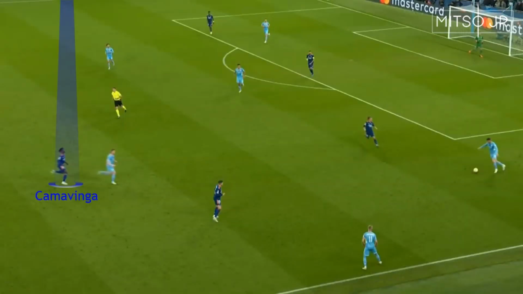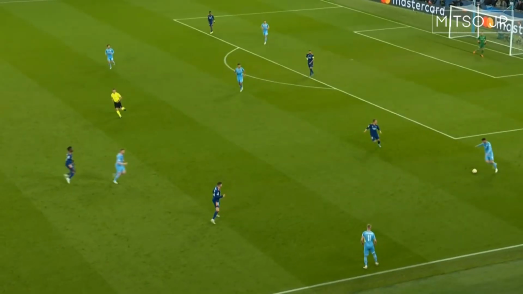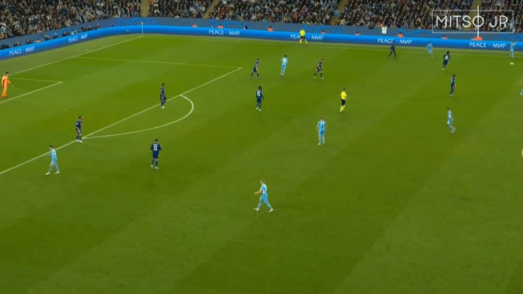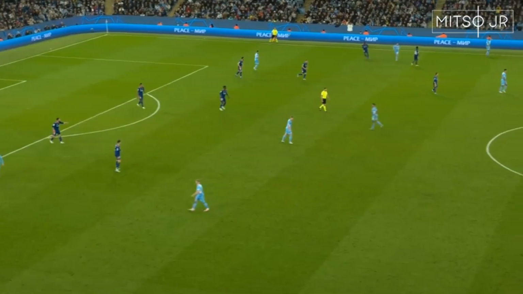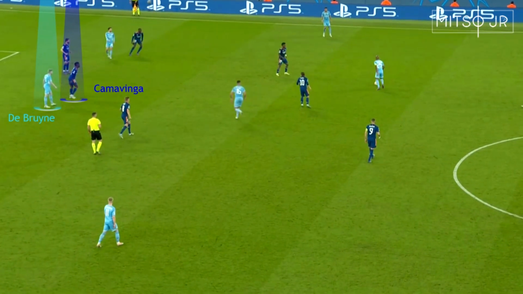Carlo Ancelotti seemed to be satisfied with the score and subbed in Camavinga for Rodrigo to have more players in the midfield. Ancelotti noticed that Guardiola is aiming for the spaces between the midfield and defensive lines, so Camavinga's responsibility was to mark Kevin De Bruyne.